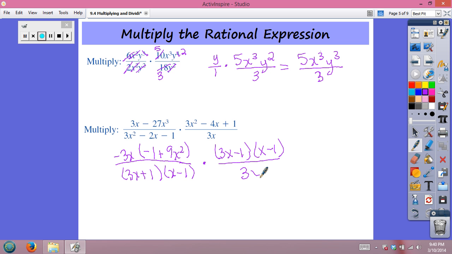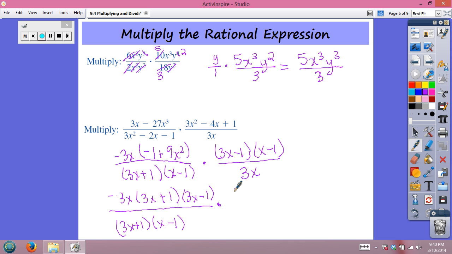And we have 3x in the base. Now the reason that we wanted to make this a positive here is because we can also factor what's within. So we now have negative 3x times 3x plus 1 and 3x minus 1 over 3x plus 1 times x minus 1 times 3x minus 1 times x minus 1 over 3x.